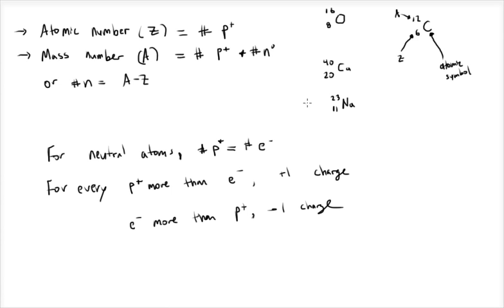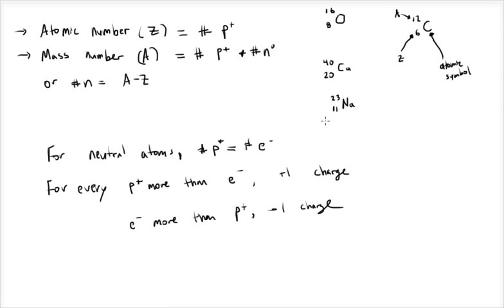The other thing I want to leave you with is the number of electrons. For a neutral atom, the number of protons will equal the number of electrons. For example, a neutral carbon atom will have 6 electrons, which will balance with the 6 protons. A neutral oxygen atom will have 8 electrons to balance with the 8 protons. Calcium will have 20 electrons, and sodium will have 11 electrons, if they are neutral.